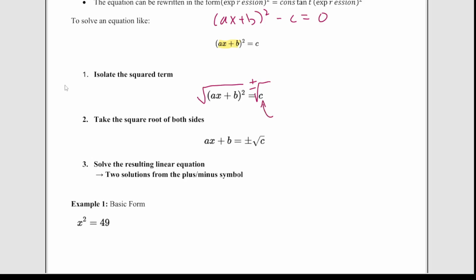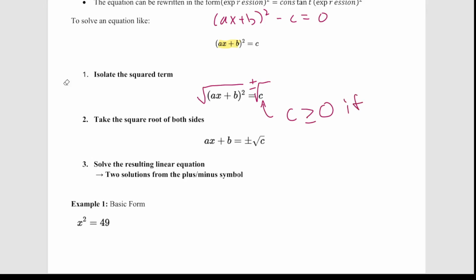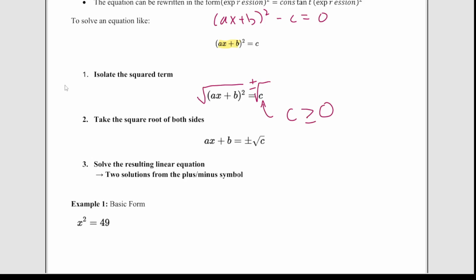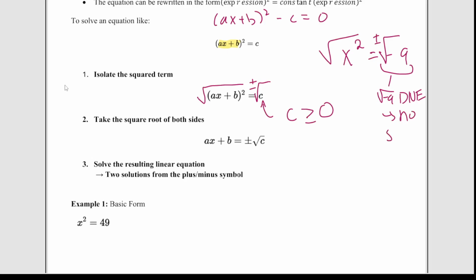Now the caution here is that that answer better be greater than or equal to 0 if this is going to work. If that answer was less than 0, there would simply be no solution. So if I got x squared equals negative 9, and I tried to square root both sides, well, the square root of negative 9 does not exist, so there would be no solutions to this problem. So that's always something that you should double check as well.